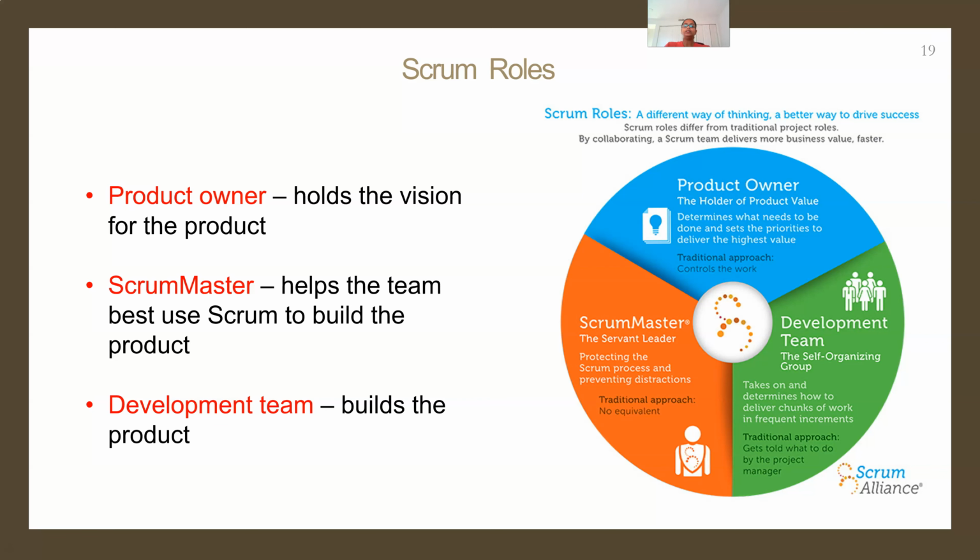So here we can see the product owner is the holder of the product value. He or she determines what needs to be done and sets the priority to deliver the highest value. The development team is a self-organizing group. That is, it takes on and determines how to deliver chunks of work in frequent increments. And the Scrum Master protects the Scrum process and prevents distractions. Let us see all these roles in a little more detail.